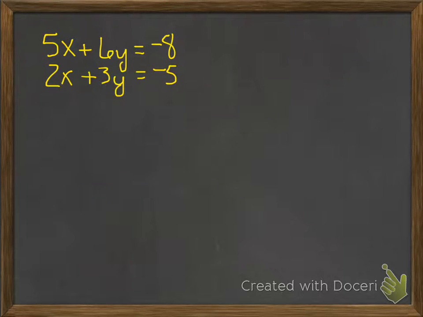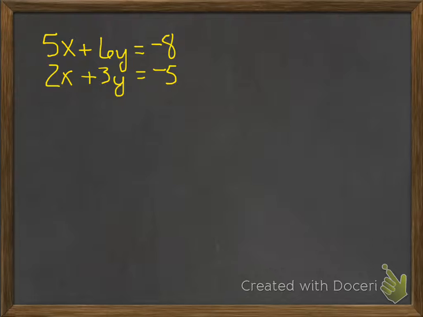Okay, here's another example. I am doing quite a few examples because I'm trying to show you every little bit that you can do here. On this one, I've got 5x plus 6y equals negative 8, and 2x plus 3y equals negative 5. Now, some other teachers might tell you there is a different way you could possibly do this. But I'm just going to stick to exactly what I say.